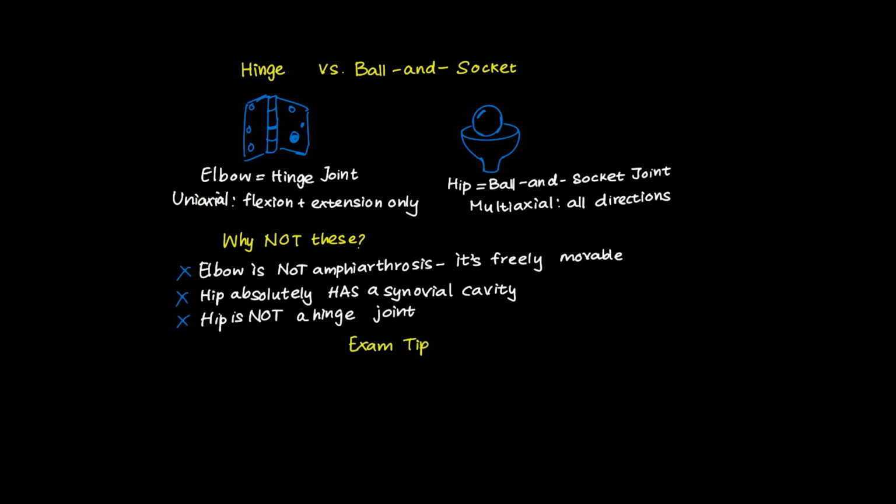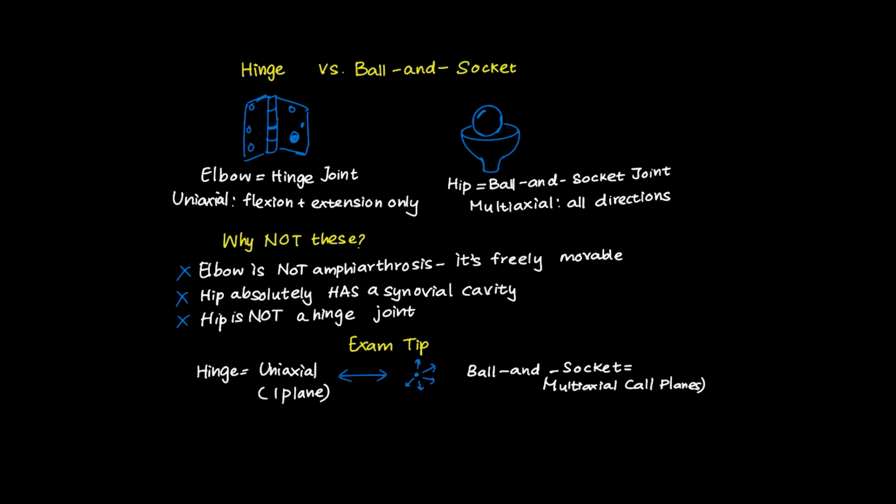Here's a WGU D312 OA exam tip for you. Hinge equals uniaxial, ball and socket equals multiaxial. If a question compares limited versus wide range of motion, think hinge versus ball and socket. Quick hook. Hinge equals one direction, ball equals all directions.